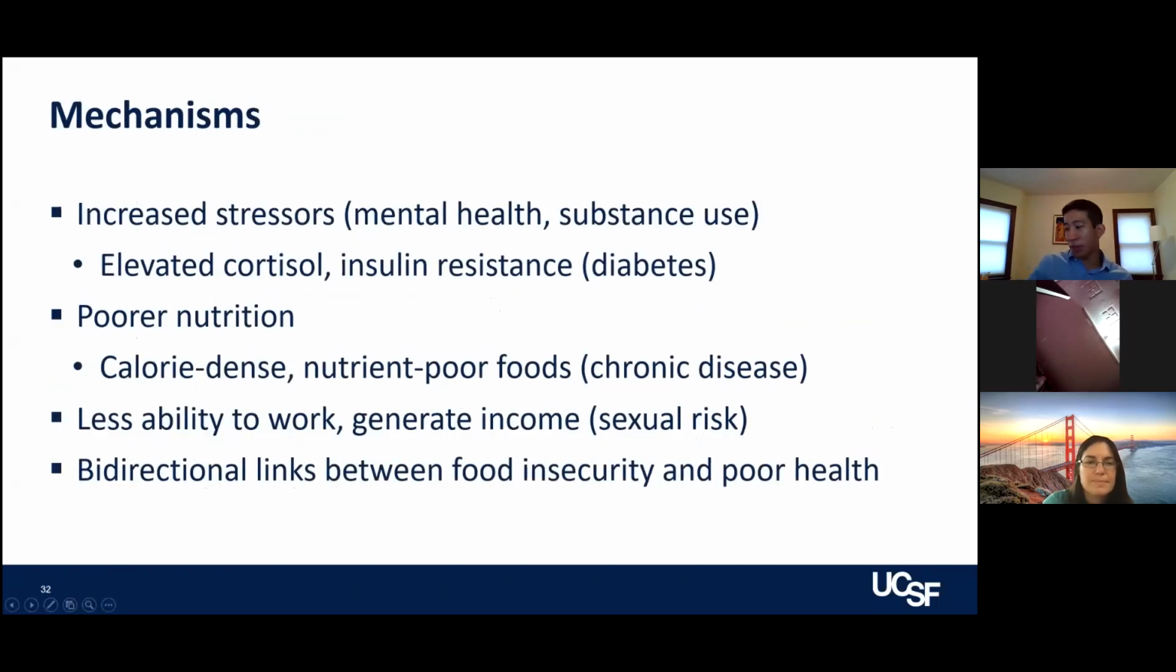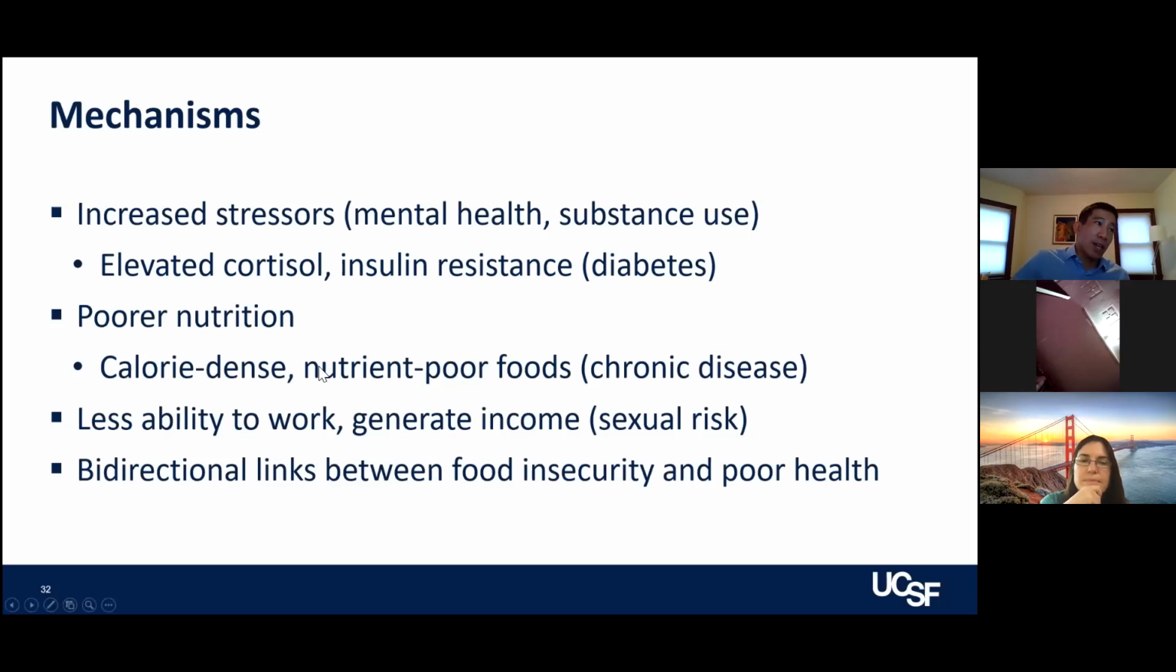I know that one of the topics of interest for today was talking about the link between food insecurity and chronic disease. So I just wanted to talk through a few potential mechanisms or reasons why food insecurity could lead to chronic disease like diabetes or hypertension. In general, food insecurity may lead to increased stressors. We also showed that it leads to poor mental health and substance use, and that may lead to higher levels of cortisol and insulin resistance, which could increase your risk for diabetes.